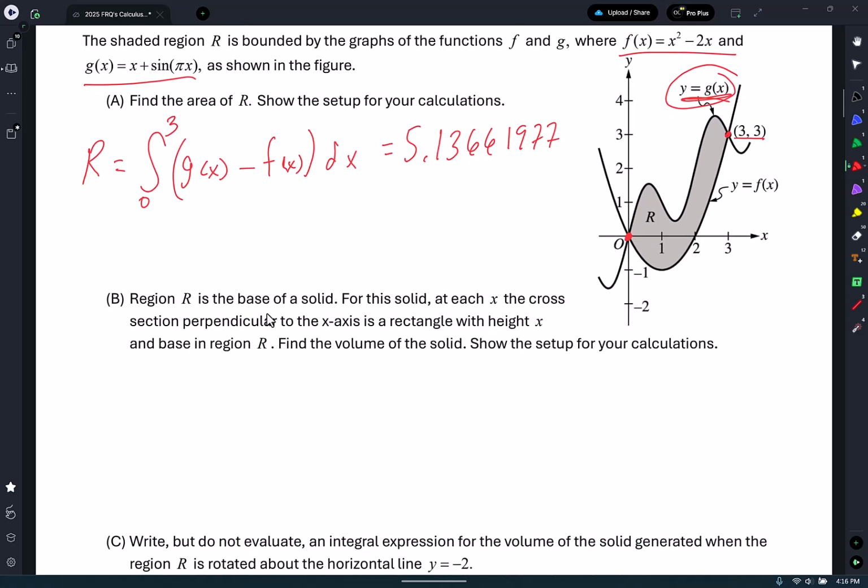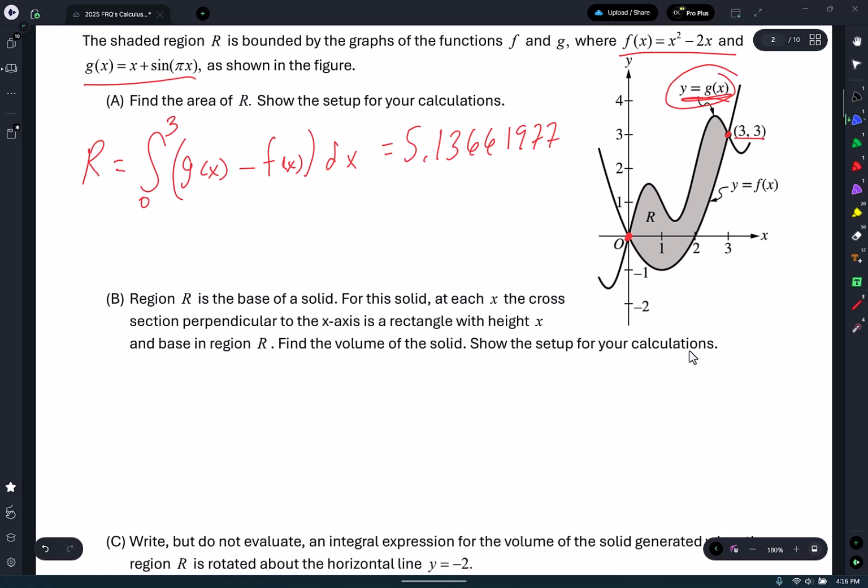All right, letter B. Region R is the base of a solid. For this solid, at each x, the cross-section perpendicular to the x-axis is a rectangle with height x and base in region R. Find the volume of the solid. Show the setup for your calculations. I love it. I hope you love it too.